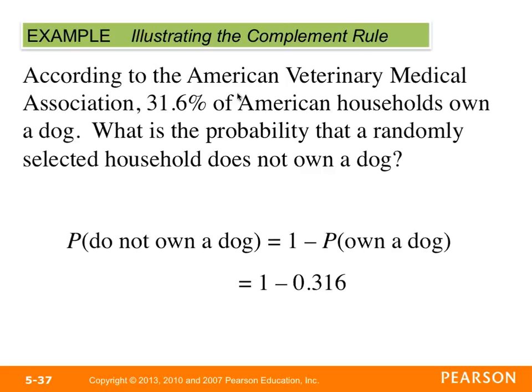So we take 1 minus 0.316 and we get 0.684. So that means we have a 68.4% chance of randomly selecting someone who does not own a dog and a 31.6% chance of randomly selecting a household who does own a dog.